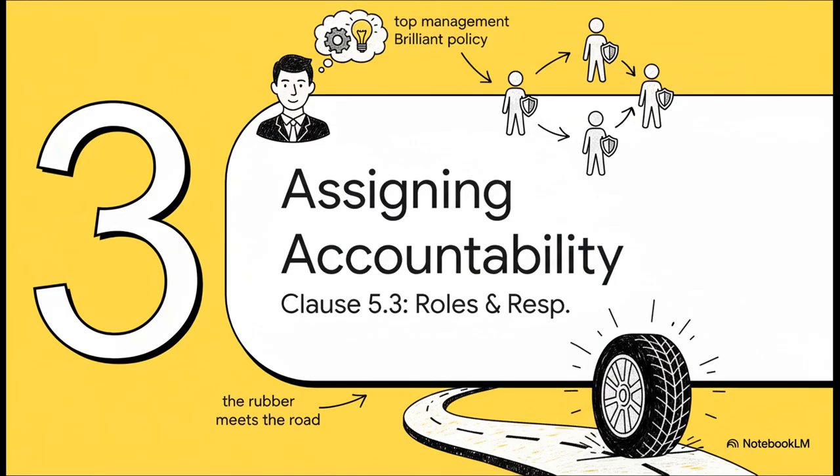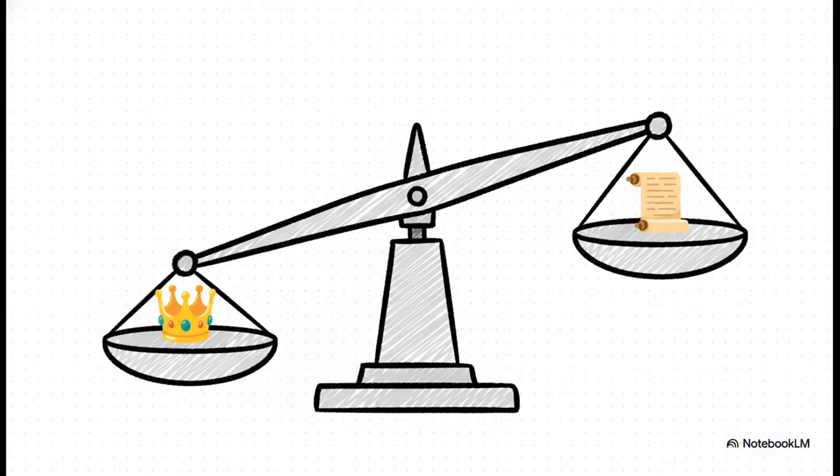That's where Clause 5.3 comes in. It requires top management to assign and communicate roles, responsibilities, and authorities. This, my friends, is where the rubber meets the road. And this slide really highlights a key difference. Responsibility, that's the obligation to do a task. But authority, that's the power to make sure it actually gets done. And you need both. It's simple, really.